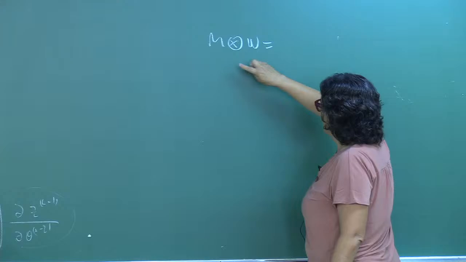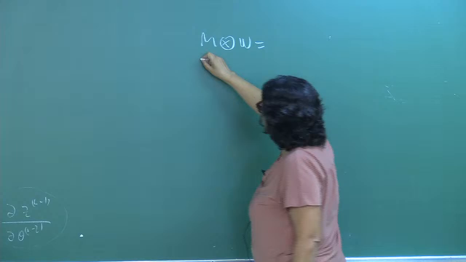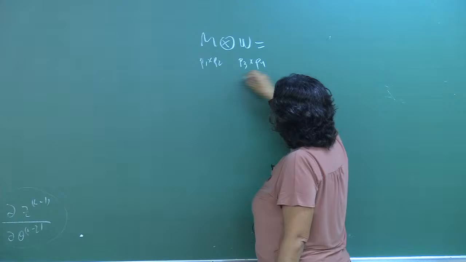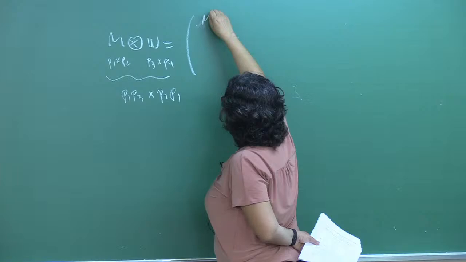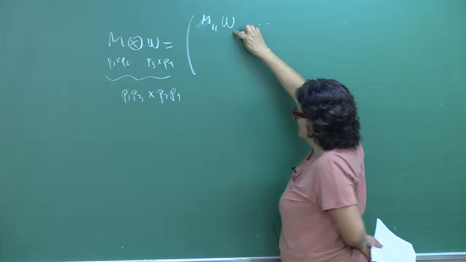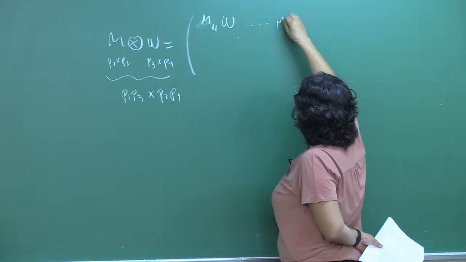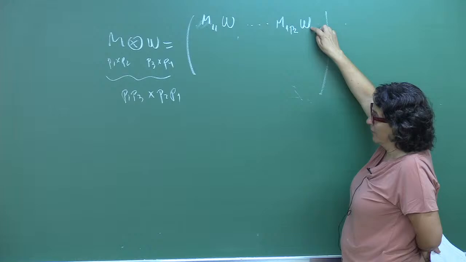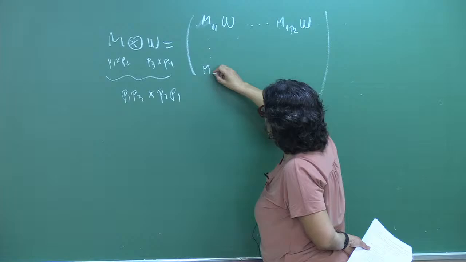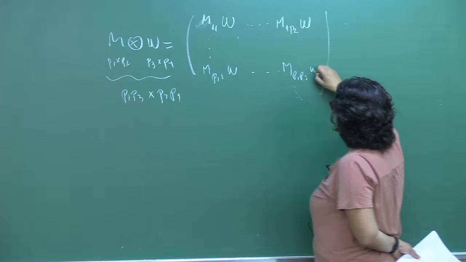It doesn't matter. The product is, if this is P1 times P2 and this is P3 times P4, this product is P1 P3 times P2 P4. And it's defined like M, the first row of M, times the matrix W. This already has P3 by P4 elements, M1, P2, W. And if you see the number of columns, it's going to be P2 by P4. And then I put all of this, the same here, P1, P2, W. It's a huge matrix.